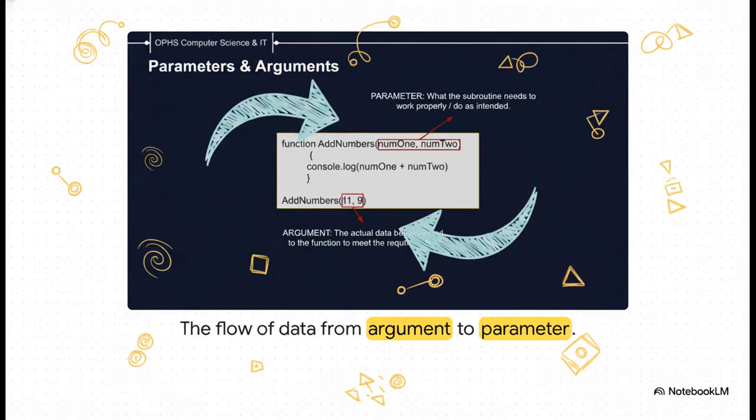Think about the flawless handoff of data happening here. The parameters up top are basically asking, okay, what do I need to do my job? And the answer is a num1 and a num2. Down below, the arguments respond right here. Here's the data. The 11 maps directly into the first slot, and the 9 flies right up into the second slot. It's a totally seamless exchange.